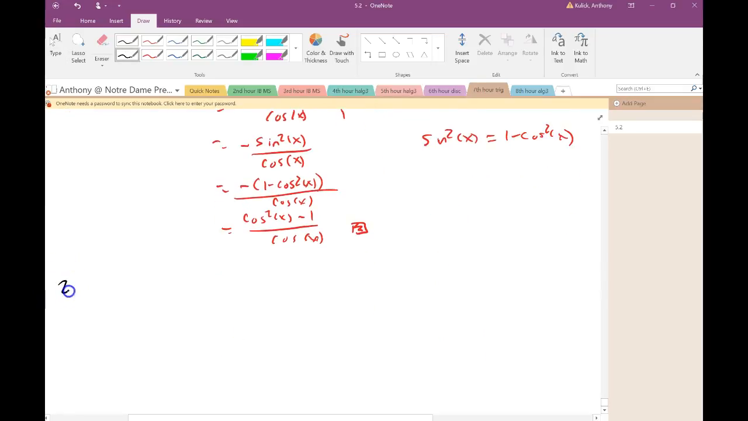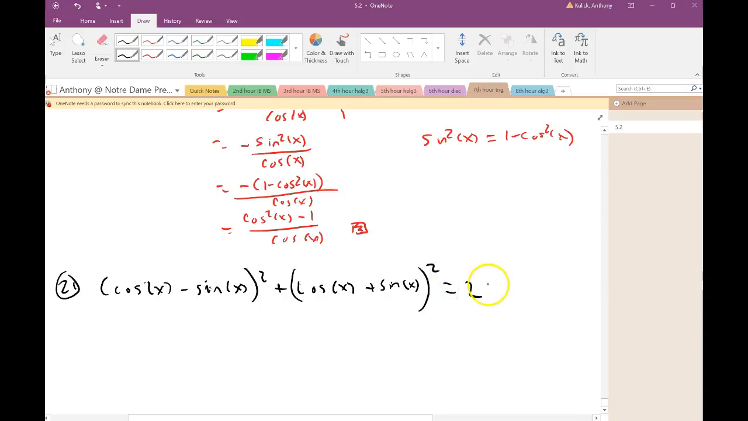21, this is just going to be irritating. That's okay, though. We have cosine x minus sine x squared plus cosine x plus sine x squared is equal to 2. So I'm going to start by FOILing each of these out. I'm going to skip writing down the FOILing step, though, because it's so much writing. Is everybody okay with what I'm about to do?